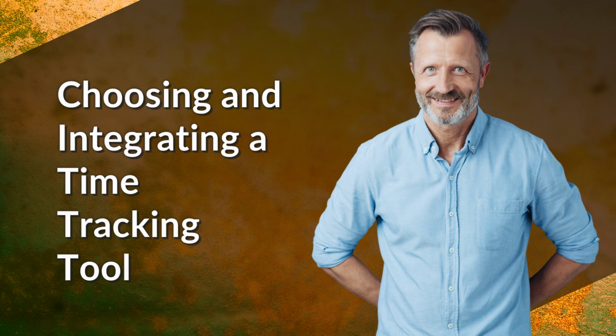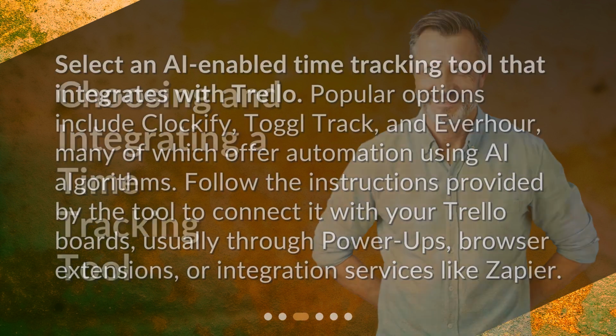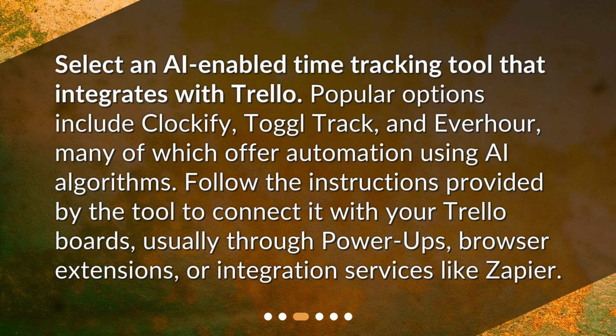Choosing and integrating a time tracking tool. Select an AI-enabled time tracking tool that integrates with Trello. Popular options include Clockify, Toggl Track, and Everhour, many of which offer automation using AI algorithms. Follow the instructions provided by the tool to connect it with your Trello boards, usually through power-ups, browser extensions, or integration services like Zapier.